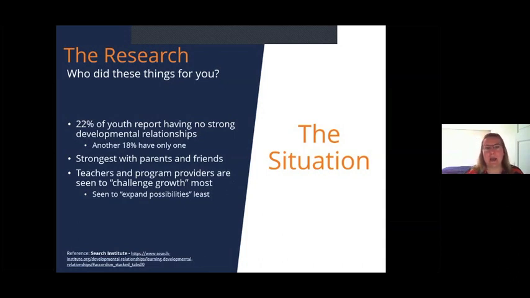That said, across the board, about 1 in 5 young people report having no developmental relationships, no strong relationships in their life, which is pretty staggering. Another 18% have only one. So 40% of the youth population on average really does not have many of these relationships to fall back on.